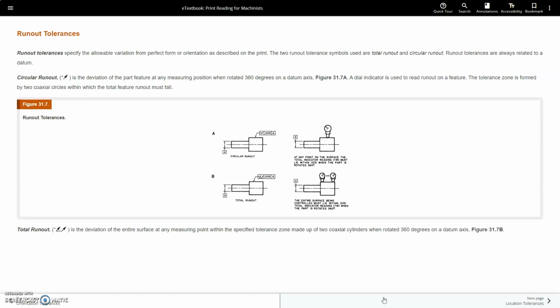Figure 31.7a: a dial indicator is used to read runout of a feature. The tolerance zone is formed by two coaxial circles within which the total feature runout must fall. So total runout is the deviation of the entire surface at any measuring point within the specified tolerance zone, made up of two coaxial cylinders when rotated 360 degrees on a datum axis.